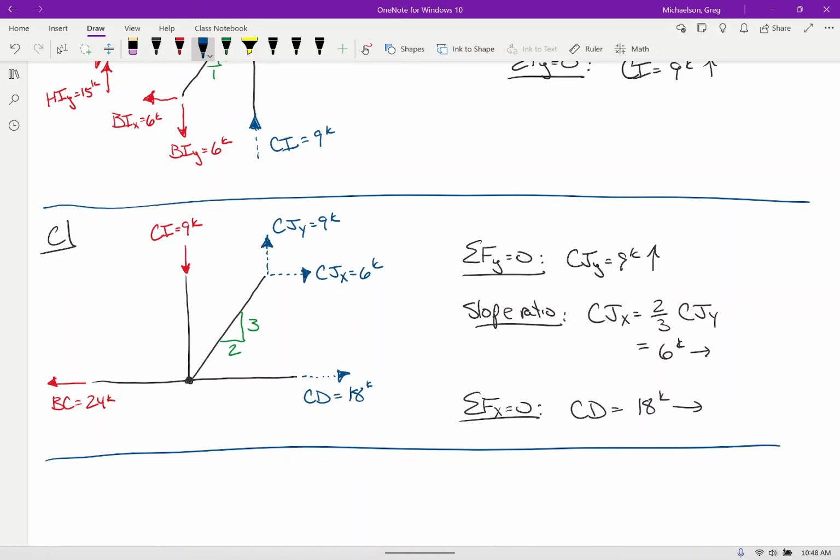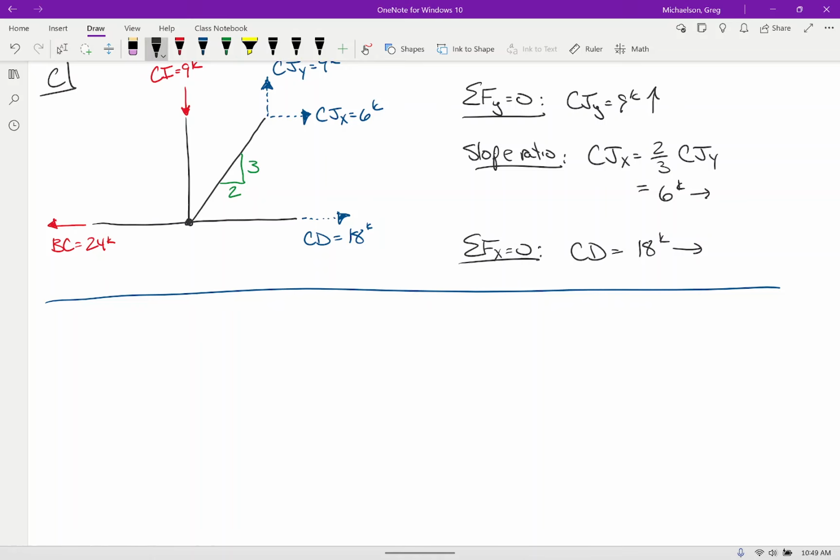So far, so good. Last joint, okay? Our last joint is joint D. Any external loads? Okay. Do I know this one? The only ones I don't know are this one and this one, right? Now, I told you that this one was also 18 kips, right? But you can also see that even if I didn't tell you that.